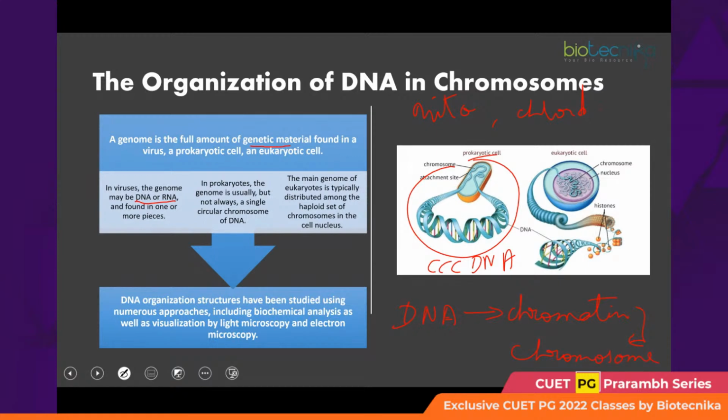I have often seen people getting confused between these terms. So DNA is not exactly chromatin. DNA plus protein forms the chromatin, and chromatin after packaging and further condensation forms the chromosome. DNA organization structures have been studied using numerous approaches, including biochemical analysis as well as visualization by light microscopy and electron microscopy. Understanding the organization of DNA is also important to clearly understand the process by which the information in a gene is accessed and processed.